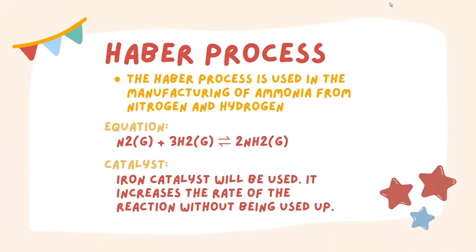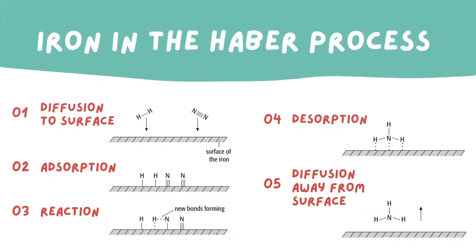The Haber process is a reversible exothermic reaction that involves nitrogen and hydrogen gas to manufacture ammonia. The catalyst will be an iron powder in a solid form. This would be a heterogeneous catalyst as the reaction mixture is in gaseous form, but the iron is solid, so they have different phases. The surface of the iron, which is the catalyst, will act as the place where the reaction occurs. The first thing to happen is diffusion to the surface. The bonds between the hydrogen and the bonds between the nitrogen will be broken, and the nitrogen and hydrogen gas will diffuse to the surface of the iron.